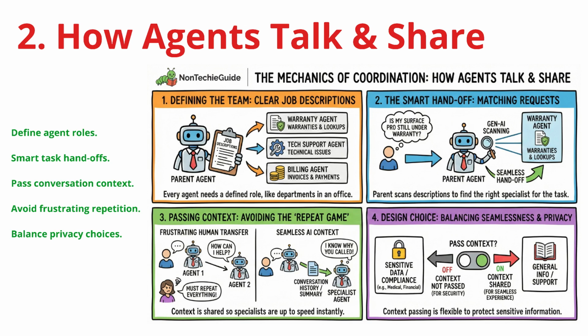Panel 2 shows the smart handoff. When a user asks a specific question, like, is my Surface Pro under warranty? The parent agent uses generative AI to scan those descriptions, matches the request to the warranty agent, and seamlessly hands off the task. Crucially, in panel 3, we see how this avoids the repeat game. Unlike frustrating human transfers where you have to re-explain your issue, the parent agent passes the conversation context. The specialist receives the history and is instantly up to speed.